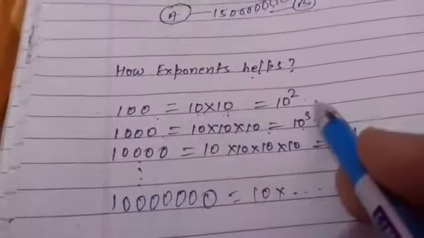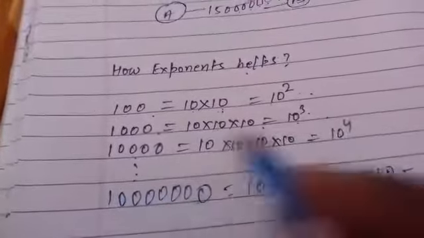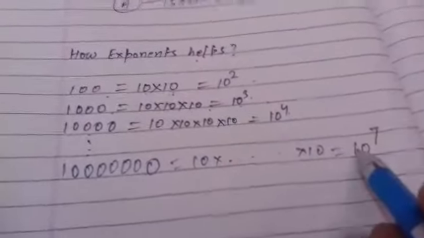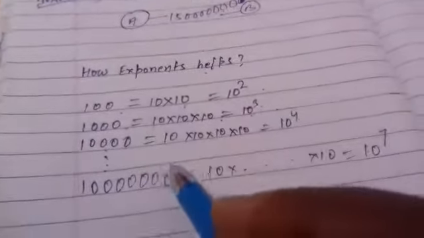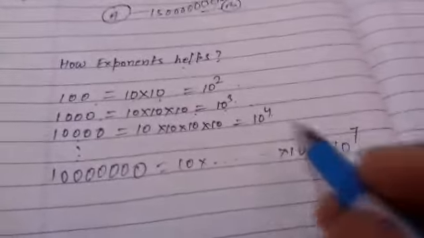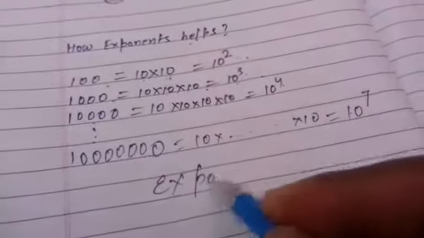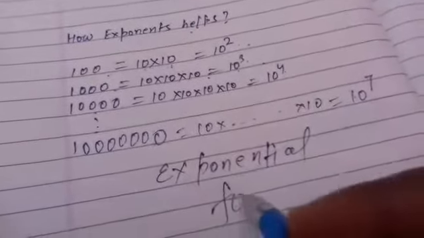20 raised to the power 2, 30 raised to the power 3, 40 raised to the power 4, similarly 70 raised to the power 7. So this is the method by which exponents help us in writing bigger quantities, and this form is called exponential form.